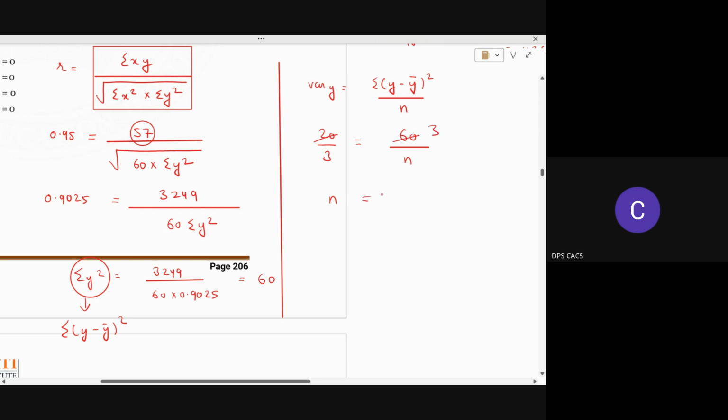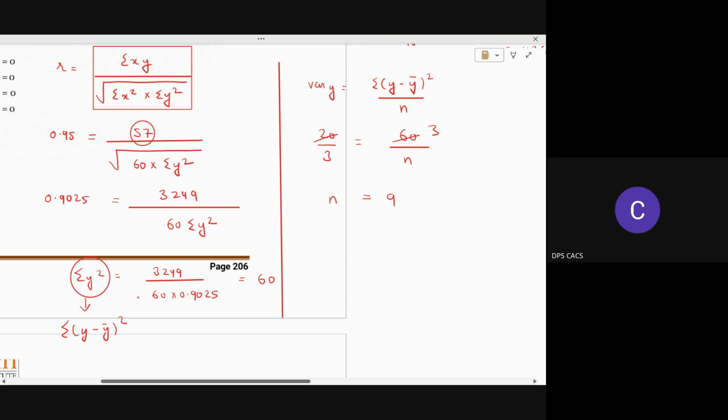3 into 3, 9. Any problem with this? So this is a very good question for exam marker star. First, I decided formula 2 because of that condition. Then I calculated summation y square, which is not y square. It is y minus y bar whole square. So that condition you should keep in mind.